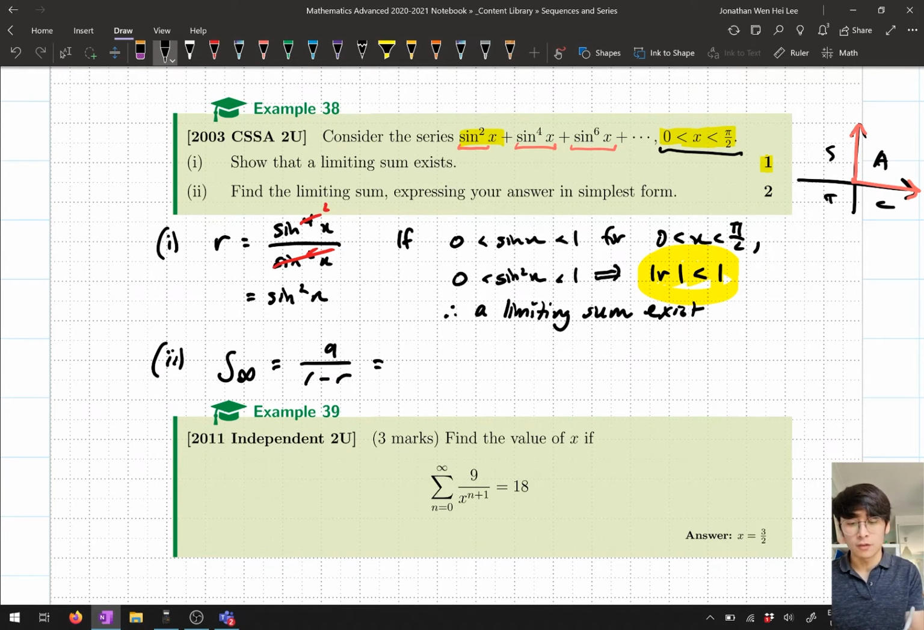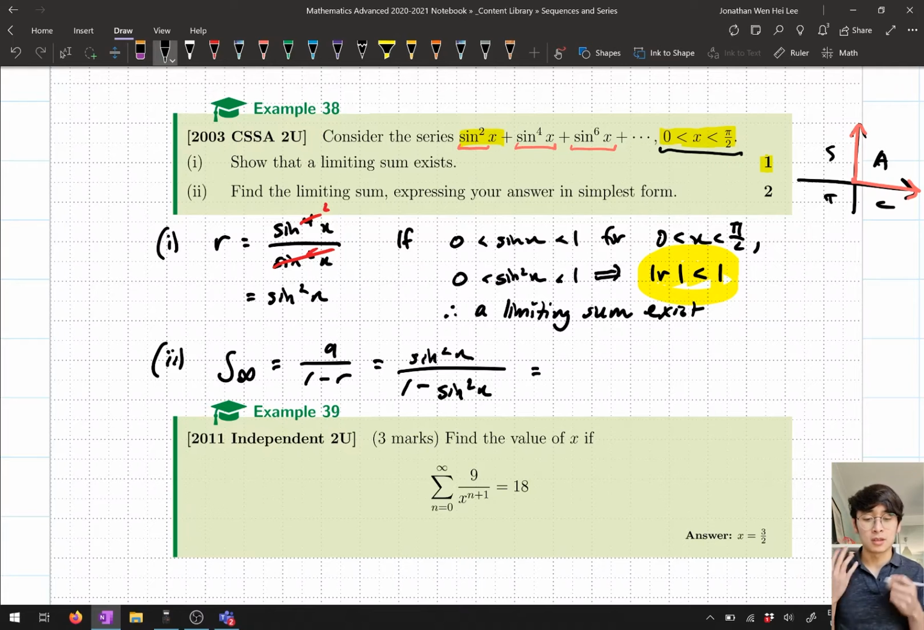So here, let's just substitute a few values. At the top, we've got a, which is our first term. So our first term is sine squared x over, at the bottom, I'm just going to write 1 minus r, our common ratio, and in this case, our common ratio also happens to be sine squared x. We want to simplify this, write this in simplest form. So we've substituted all our values in, that's great.